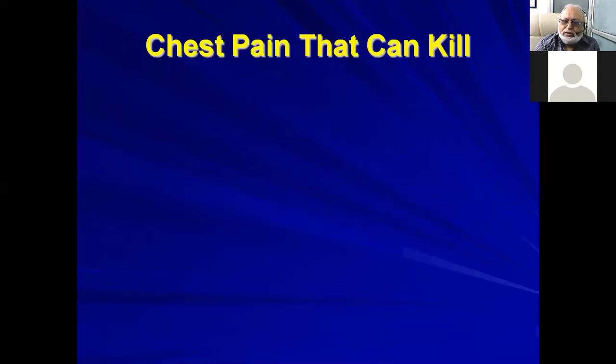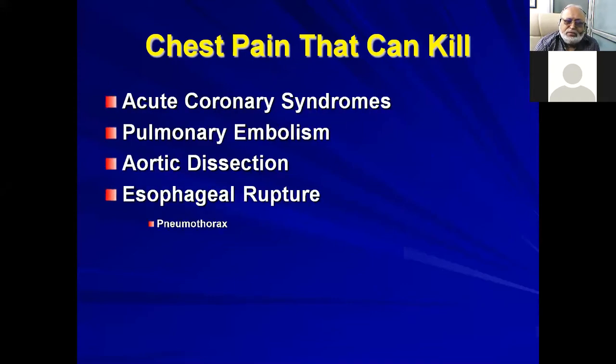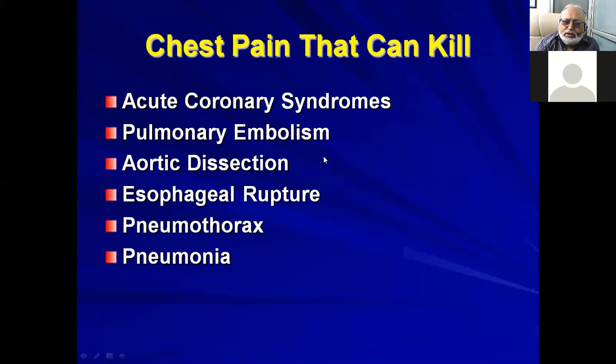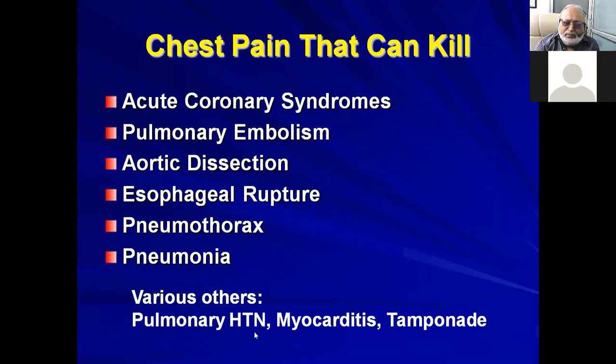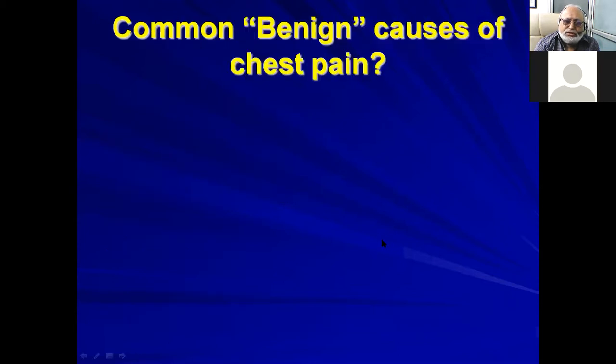We must remember chest pain that can kill, and missing it can lead to very serious medical legal consequences. Patients presenting with acute coronary syndromes, pulmonary embolism, aortic dissection, esophageal rupture, pneumothorax, and massive pneumonia with septicemia are the conditions in which the patient can die unless properly managed. There are others like pulmonary hypertension, myocarditis, and temporal arteritis. But it is very important to remember these six as the initial causes.